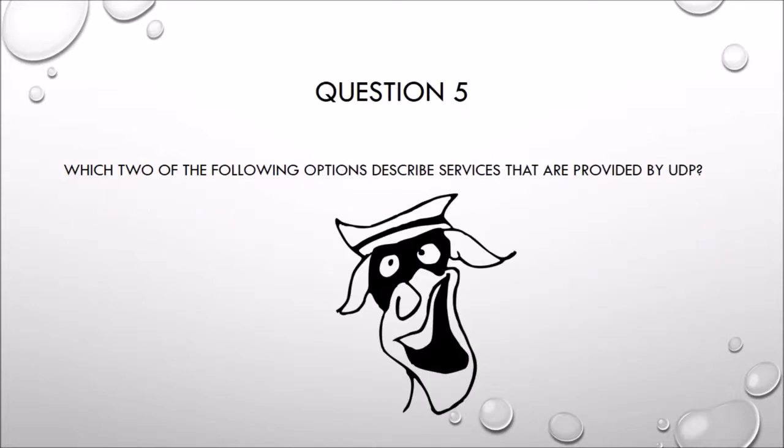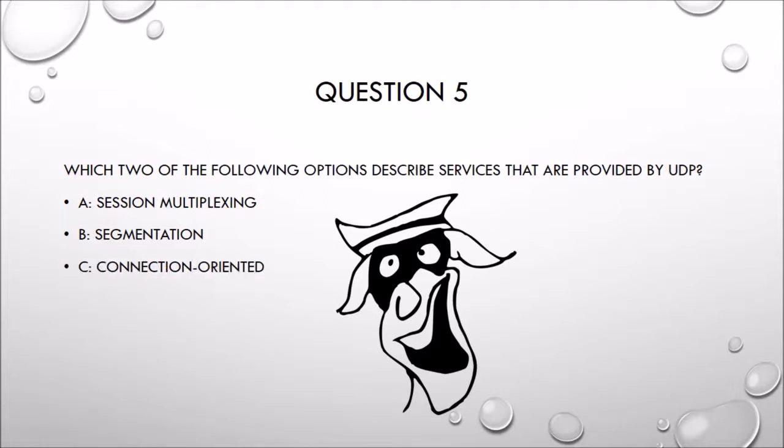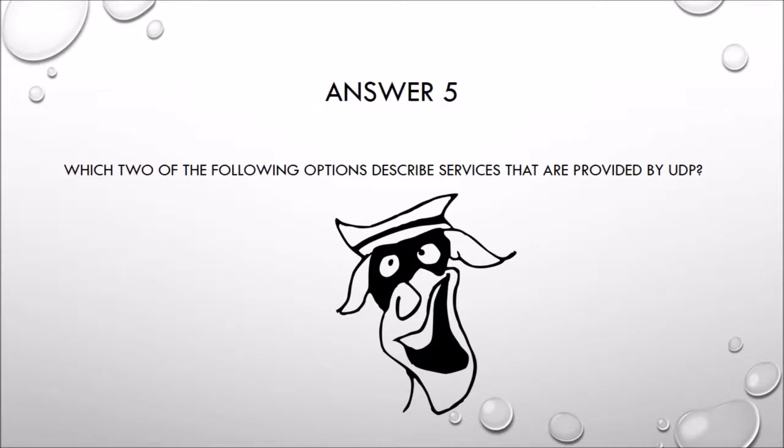Question 5. Which two of the following options describe services that are provided by UDP? A. Session multiplexing. B. Segmentation. C. Connection oriented. D. Reliable packet delivery. Or E. Best effort packet delivery. And the answers are A and E. UDP does involve session multiplexing, and it is best effort packet delivery.